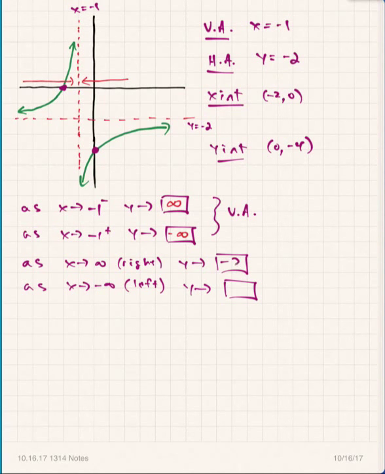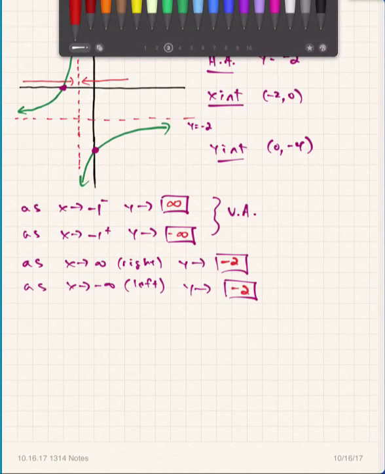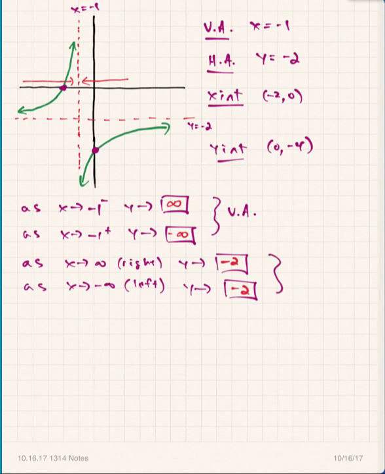And so those answers would be -2 in both cases. Those are the questions that relate to the horizontal asymptote, and the answers to those questions will always be the horizontal asymptote. All right?